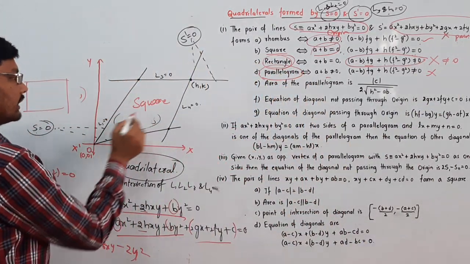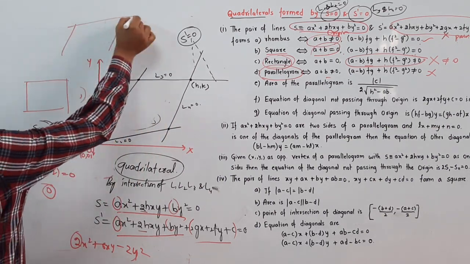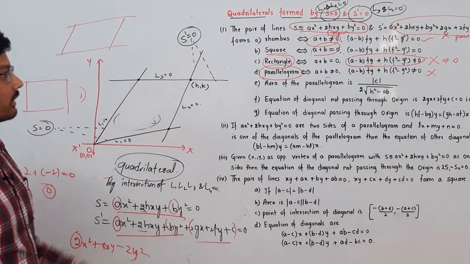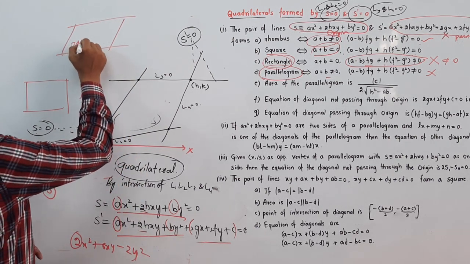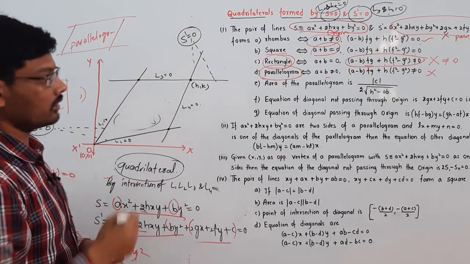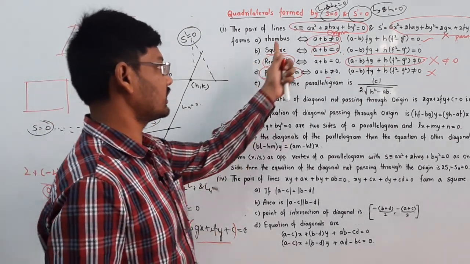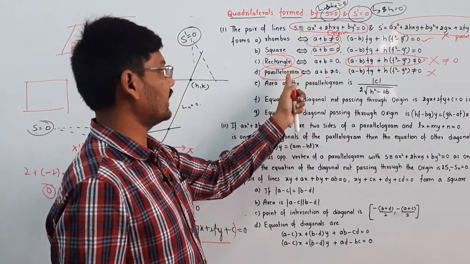A parallelogram is nothing but like this. Opposite sides are equal. This is nothing but a parallelogram. Here we have 4 conditions related to each other. The first one is rhombus, then square, rectangle and parallelogram.